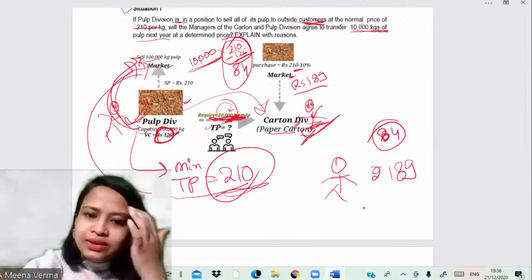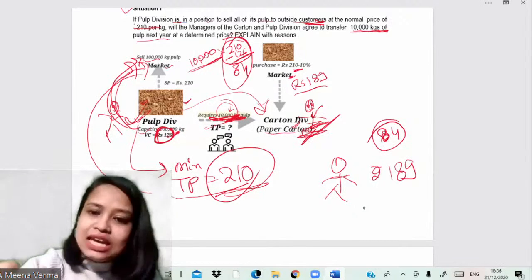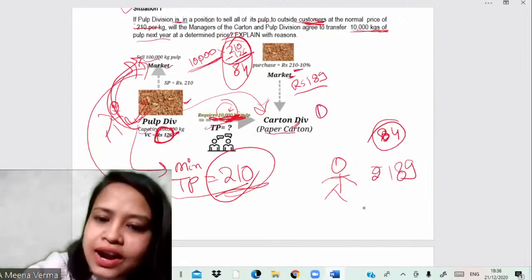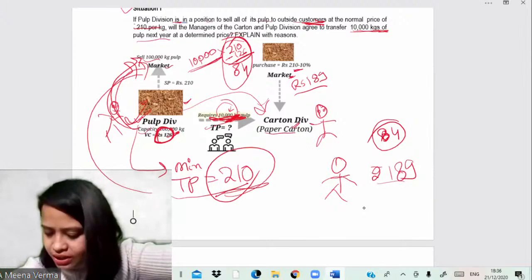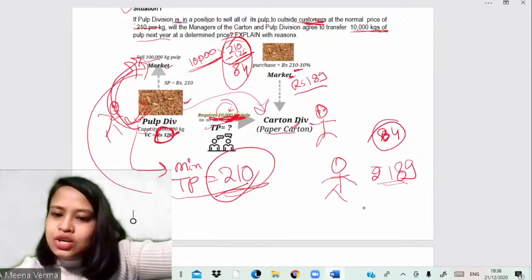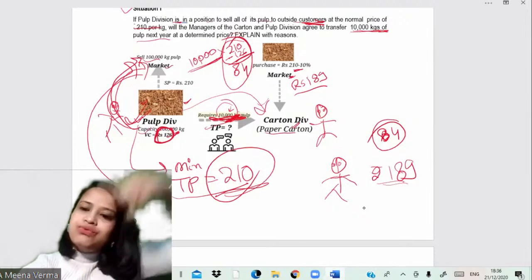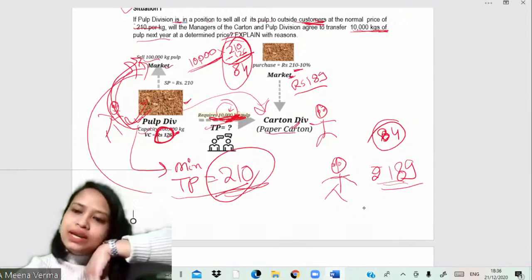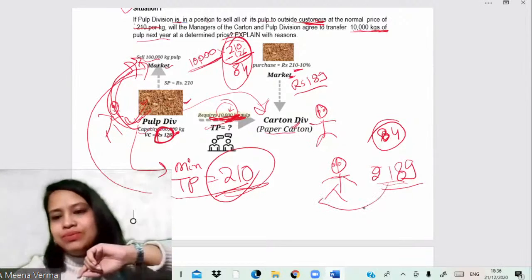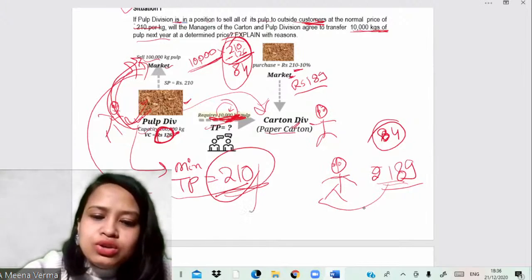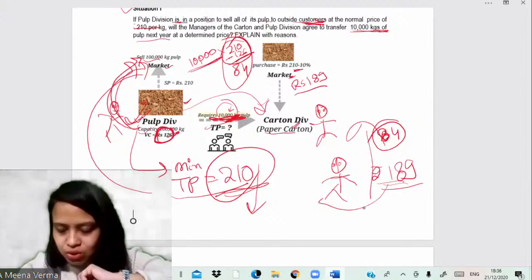On the other hand, the manager of carton division can purchase the same good from the external market at rupees 189. So he will argue that since I can purchase the same product from the external market at rupees 189, why should I give you a price more than 189? So he doesn't want to reduce the price below 210, and the other doesn't want to increase the price beyond 189.